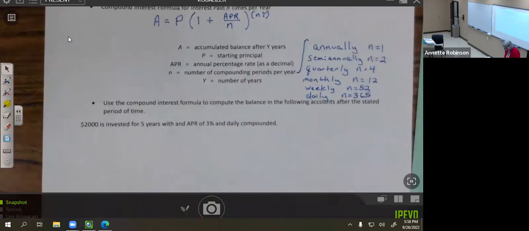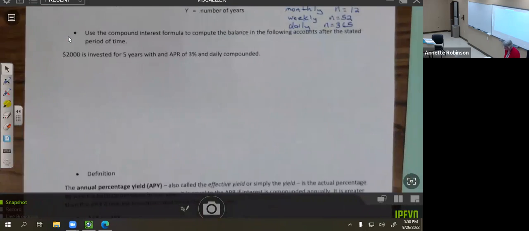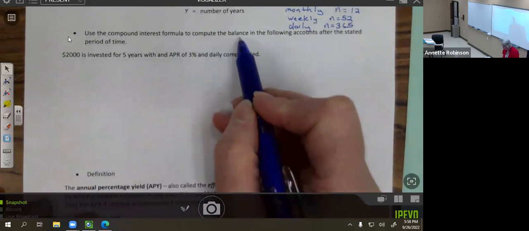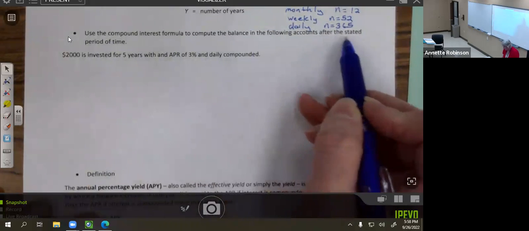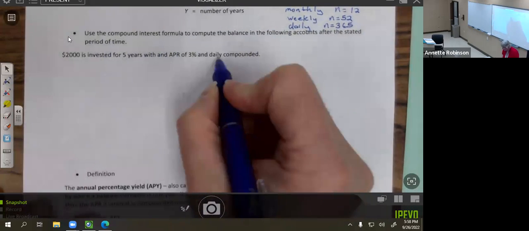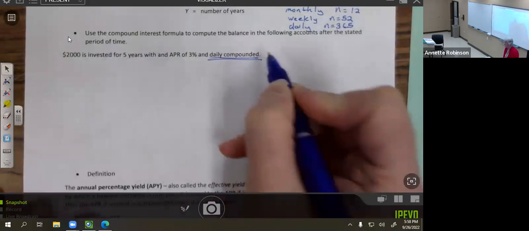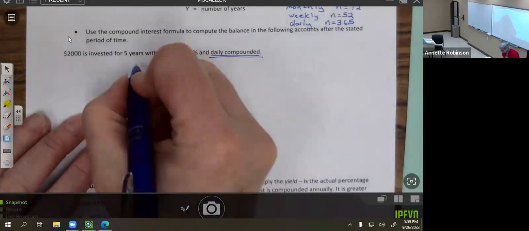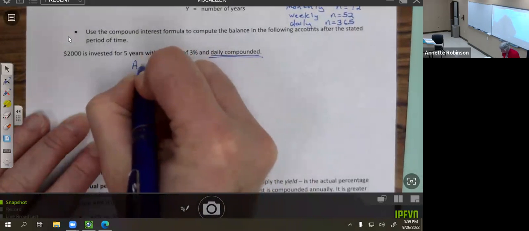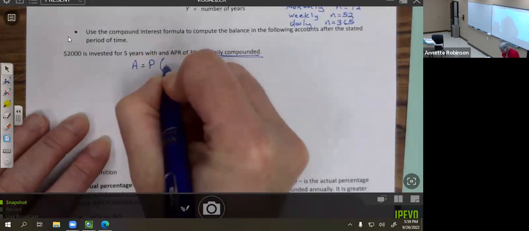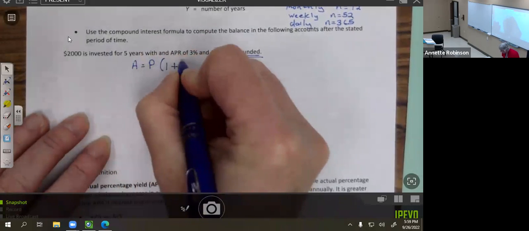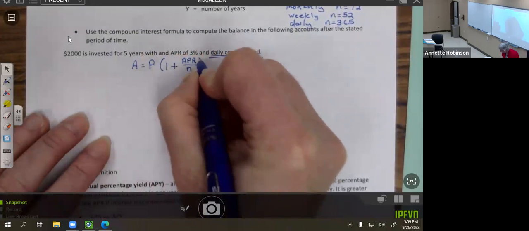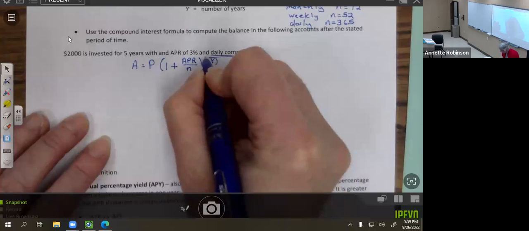All right, we're in the middle of page 84. We're about to use the compound interest formula to compute the balance in the following account after the stated period of time, and notice that it's daily compounded. That right there tells me that we're going to use this formula. A equals the principal times 1 plus, and I'm just putting the letters right now. I'll put the numbers in a moment. N to the N times Y.